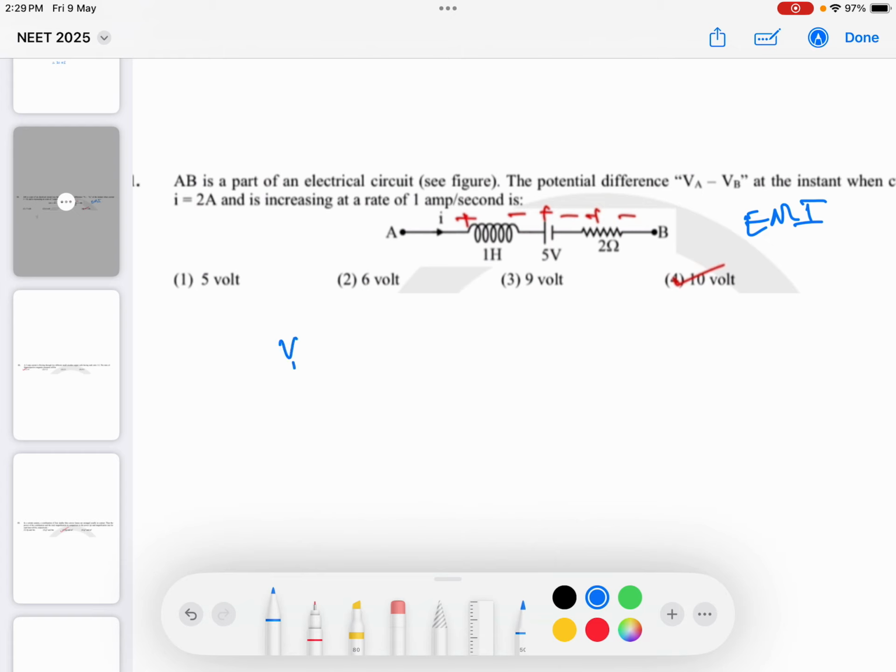Starting point is A, then VA minus, in the same direction, I am going from A to B. You can write the equation VA minus 1 into L into di by dt. Di by dt is 1 here, going from positive to negative, minus 5 volts. Resistance in the same direction of current, so V is equal to IR. I value is 2 and R value is 2, which is equal to VB. Then VA minus VB is simply 10 volts. Dead easy question.